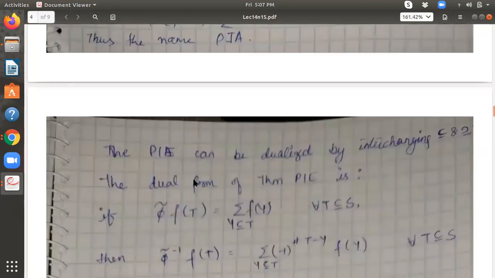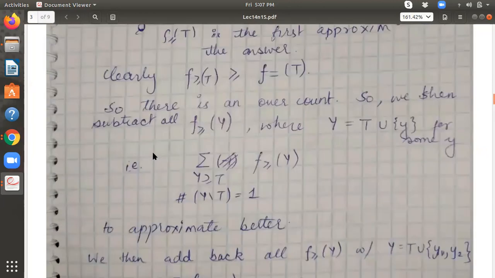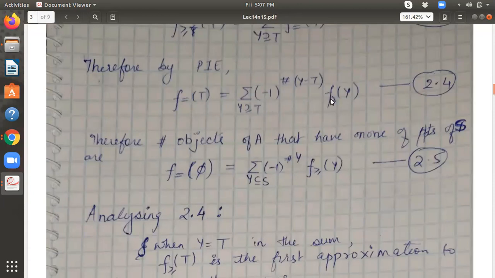Now, this principle of inclusion exclusion can be dualized by interchanging the containment signs. So far we have been doing Y containing T, and therefore the f greater than or equal to of Y were the functions over which the summation was running. If you want to dualize this entire concept, and I know what f equal to of T is, can you tell me what I should make sense of when I say f less than equal to Y instead of f greater than equal to Y? And once I know that, how can I approximate f less than equal to Y in terms of f equal to of Y? Those are the obvious questions.